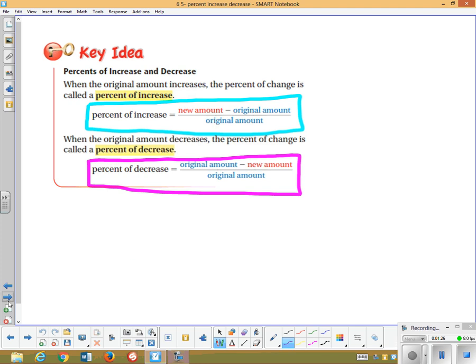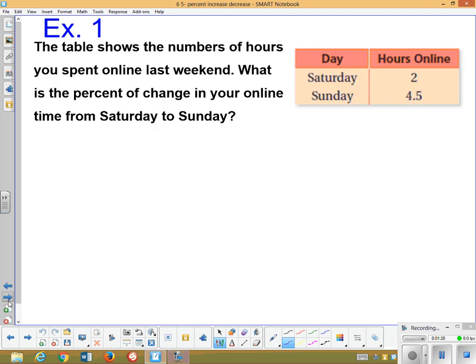So let's start first with the percent of increase. For this first example, the table shows the number of hours you spent online each weekend. What is the percent of change? We're going to find the percent change in your online time from Saturday to Sunday. First of all, you need to realize that this is a percent of increase. You actually increased your time from Saturday to Sunday.